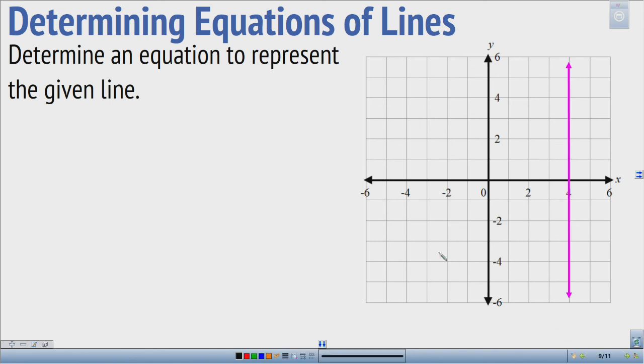All right, let's look at another special case here. We've got a vertical line. So from before, we know that all vertical lines have this form. X is equal to a. And a is where this line crosses the x-axis. So we notice it crosses it here at 4. So all I need to write here is x is equal to 4. And that's how we find an equation to represent a vertical line.